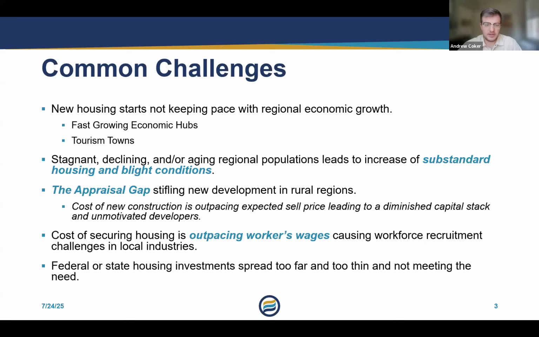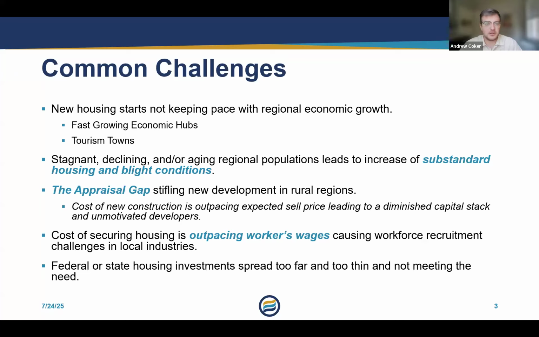The appraisal gap is kind of a fancy term, but I'm sure you've all experienced this in rural communities. It's simply that the cost of construction is outpacing the expected sale price. You can't really expect private developers to be motivated to come to a community or region if the expected sell price at the end of construction is vastly lower than the cost of new construction. Talking to lots of experts in the field, like the National Association of Home Builders and several other organizations, the price to build is just growing and growing based on different labor costs and supply chain issues. They really haven't seen a slowdown in those pricing inputs for new construction of housing.